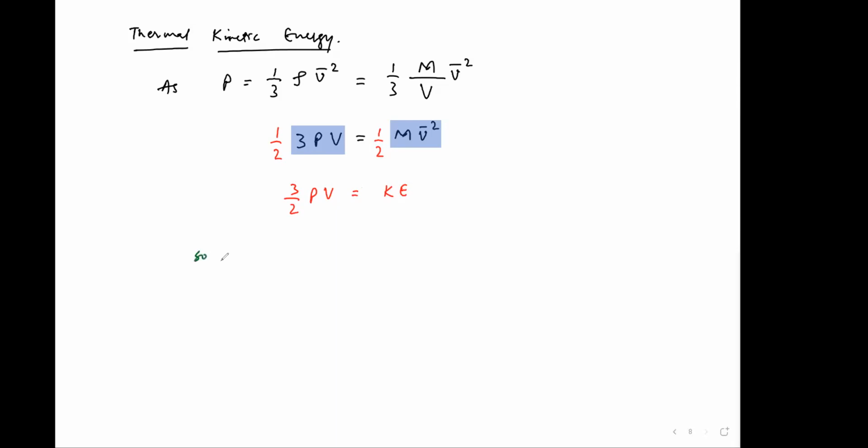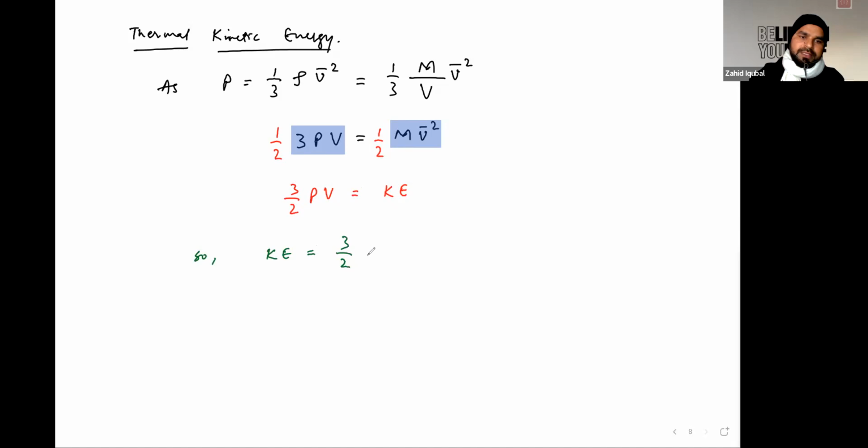Yes, sir. So we have kinetic energy is equal to 3 by 2 P into V. So from this part, you will be asked, show that kinetic energy per unit volume will be 3 by 2 times P. So you may write kinetic energy divided by volume is equal to 3 by 2 times P from this part.